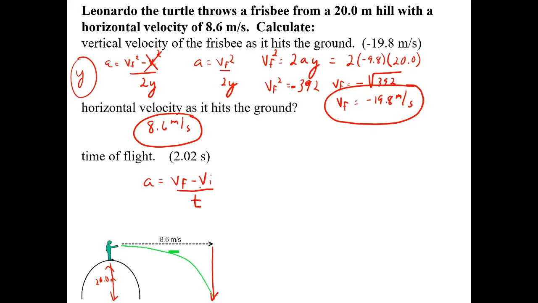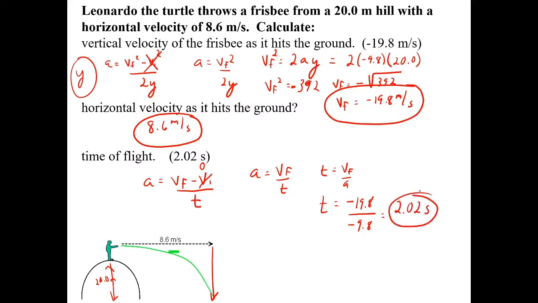Now this is nice because v initial we said was 0. So acceleration is v final over t. t is v final over a. I'm just switching those variables basically. So we now know v final was negative 19.8 over gravity. And we can see that's going to be about 2. And it is. So this thing's going to be in the air 2.02 seconds.